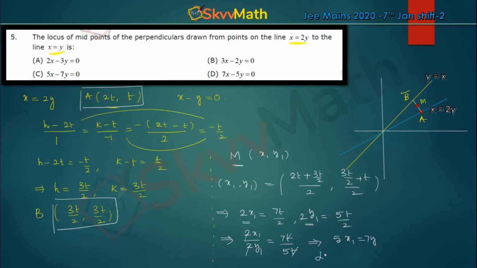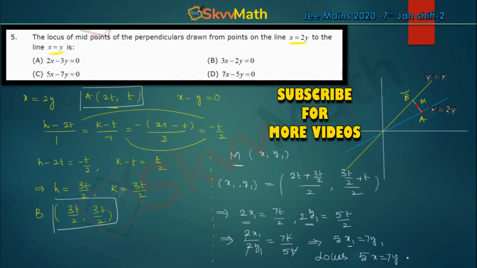Now at the end, to write the locus, we replace x1 by x and y1 by y. So what do you get here? 5x = 7y, which is required. 5x - 7y = 0, which you can see there in option C.